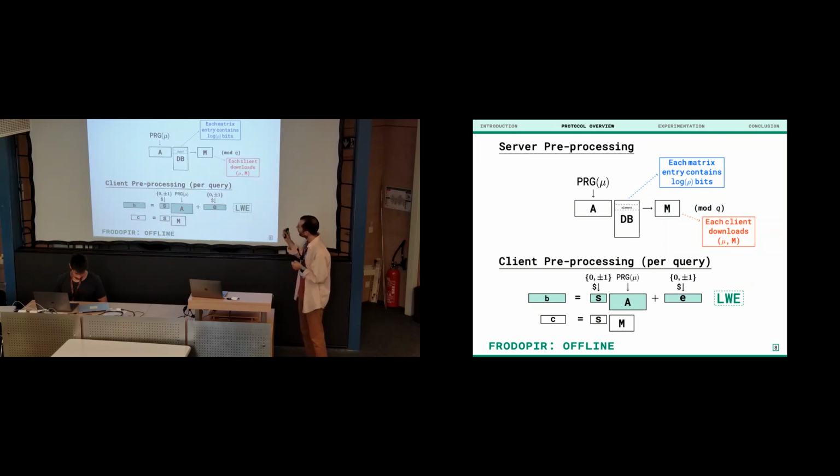But don't worry yourselves too much about the mathematics. What's important is more like the dimensions. So when you multiply A, which is kind of short, with the database, which is kind of narrow, you end up with M, which is both short and narrow. And then each client downloads this M.